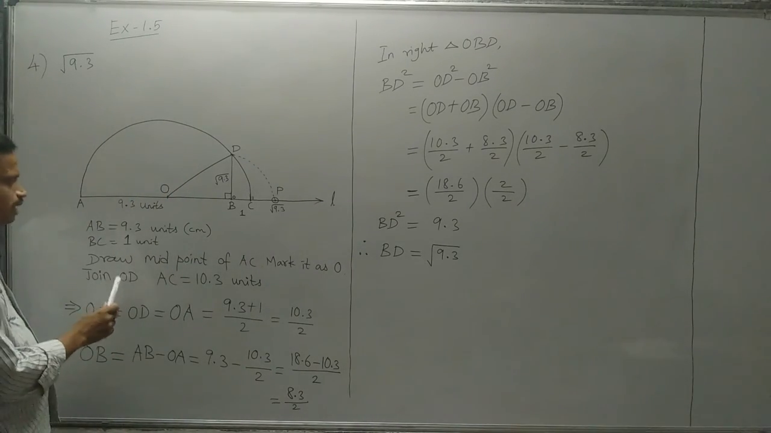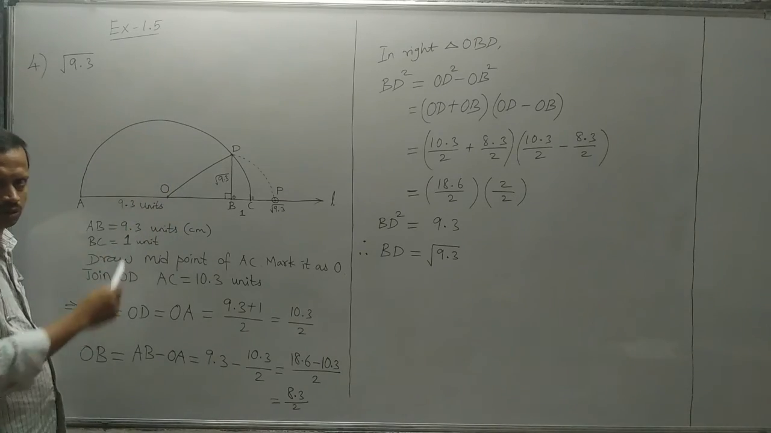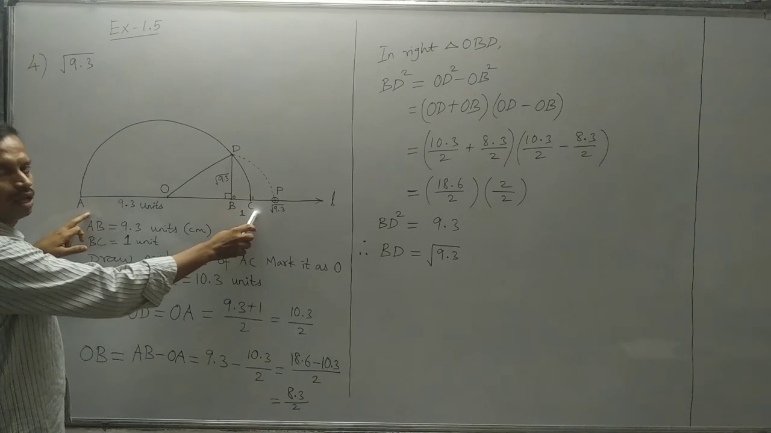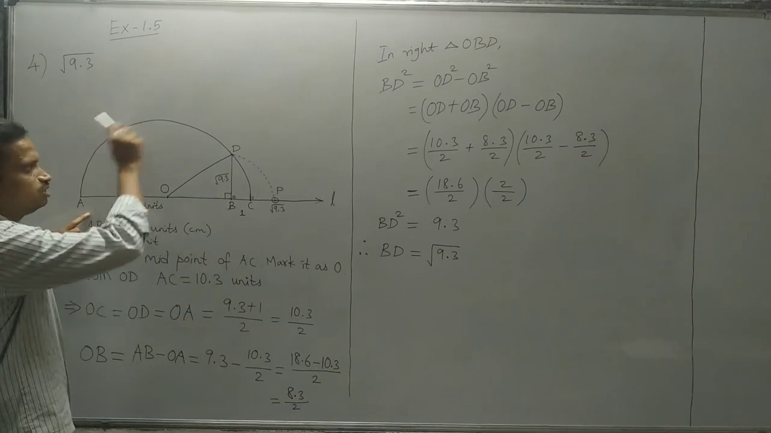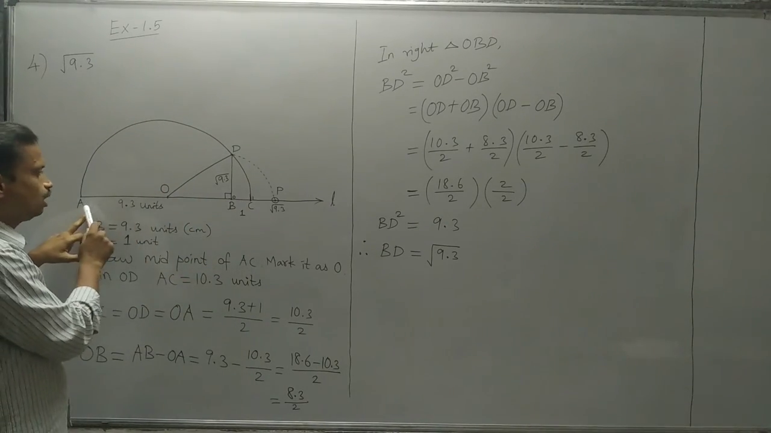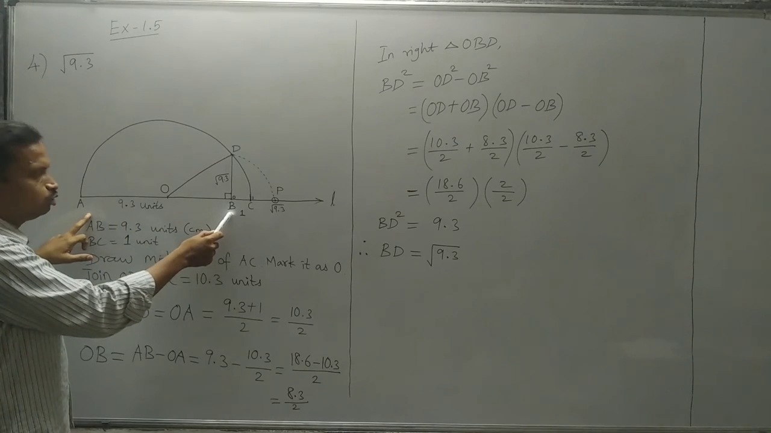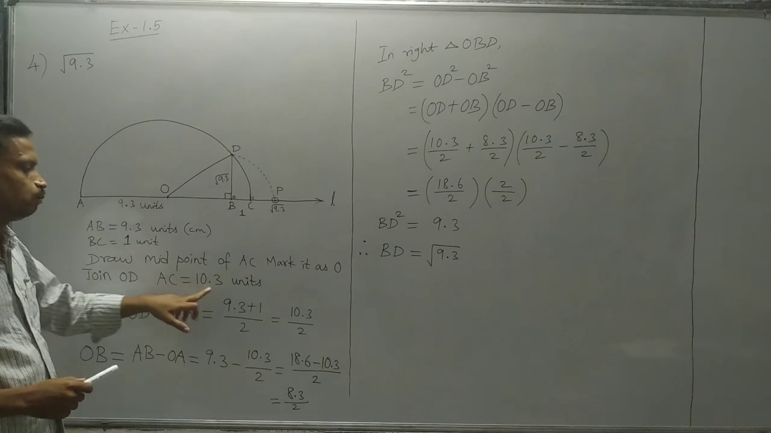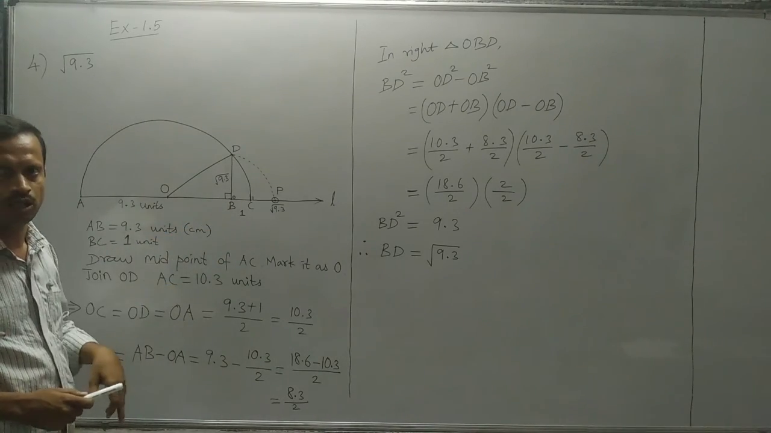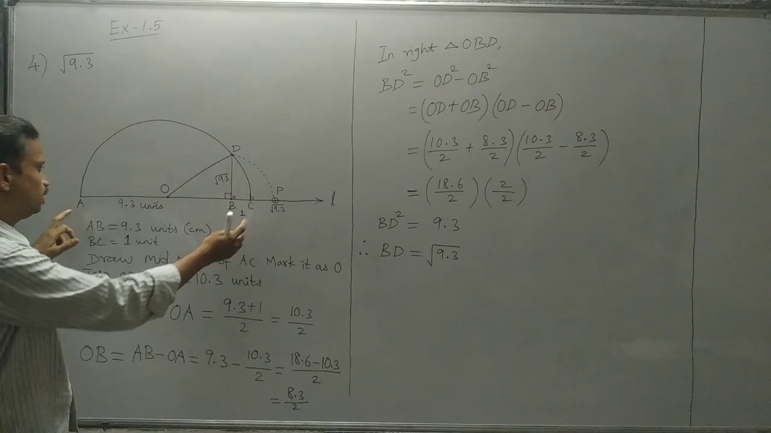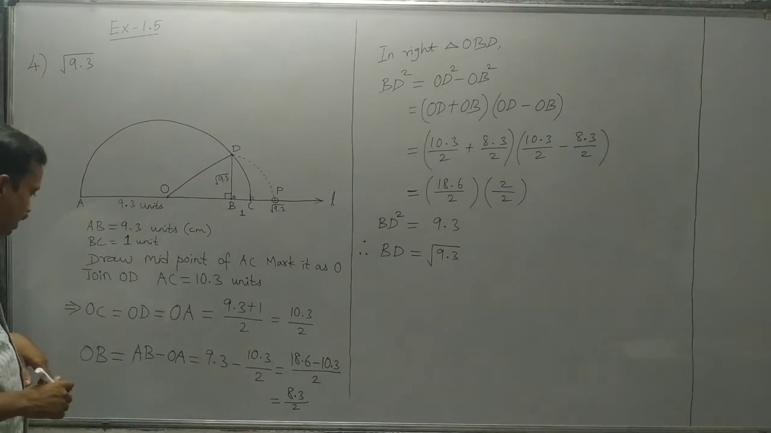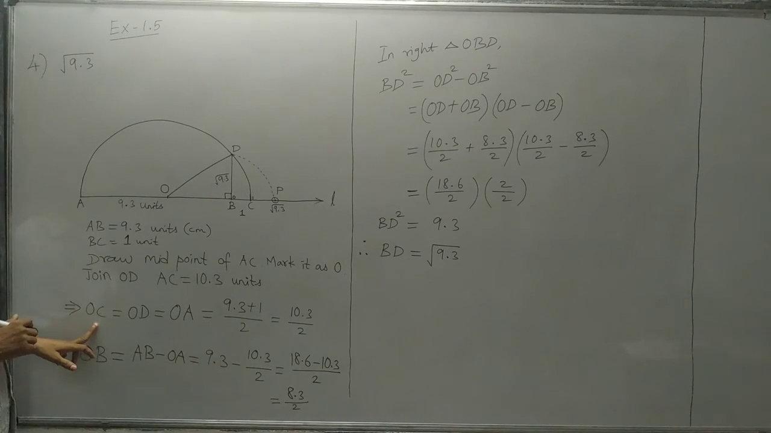So join OD. We have to join O and D. AC, what is AC? This is the diameter of the semicircle. Therefore, from AB 9.3 you will get BC 1. So what is AC? 10.3. 9.3 plus 1, 10.3 units. What is AC? 10.3 units, 9.3 plus 1.